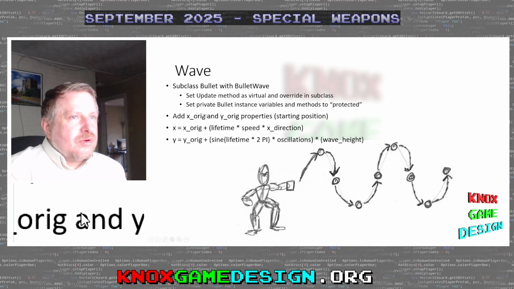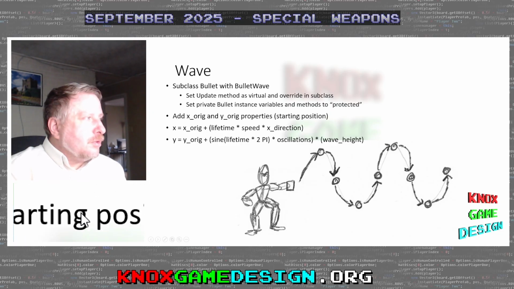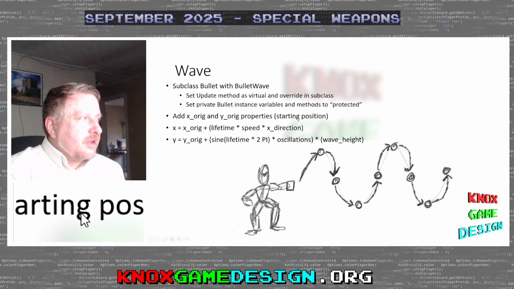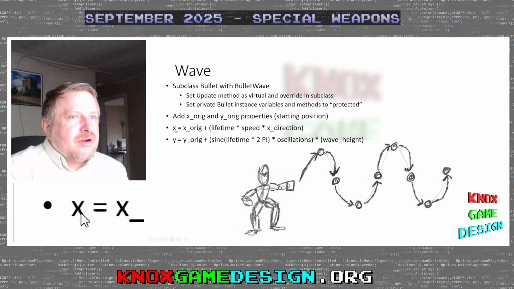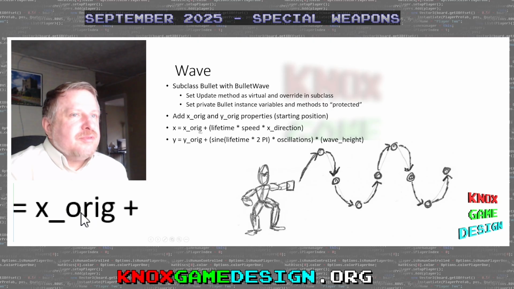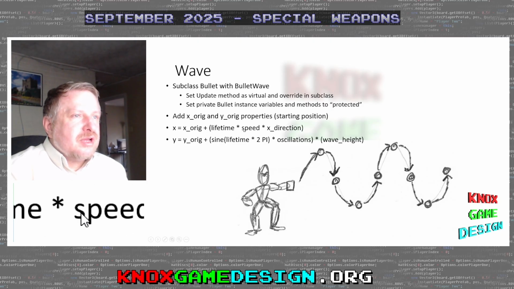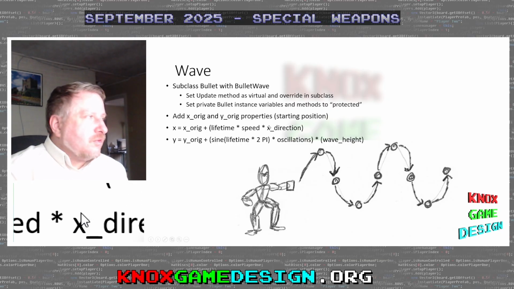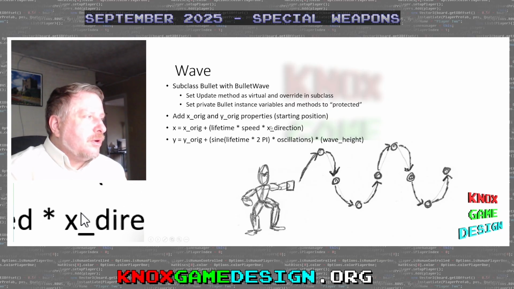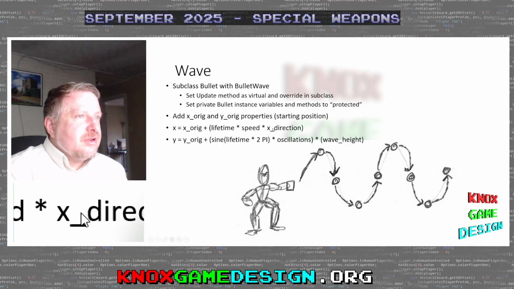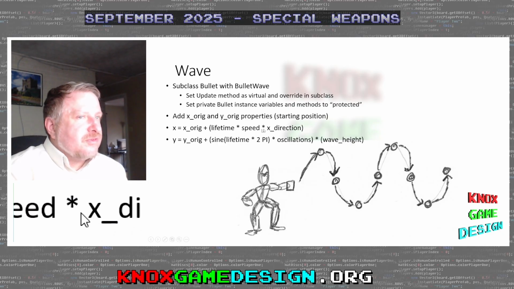We want to add X original and Y original properties to the bullet. So in this case, it's going to be like the second case of the Buster, where we keep track of the X and Y original position, and set the position as an offset using the lifetime and the speed. So here's the code right here. X gets X original. So the X position is going to be the same thing as the Buster alternative method: X original plus lifetime times speed times X direction. X direction is just -1 or 1 based on the way the player is facing: 1 for facing right, -1 for facing left.